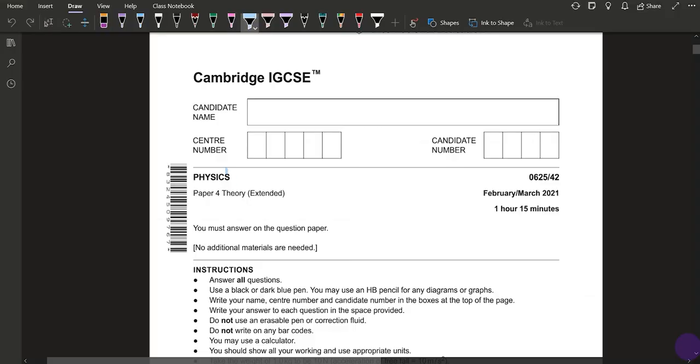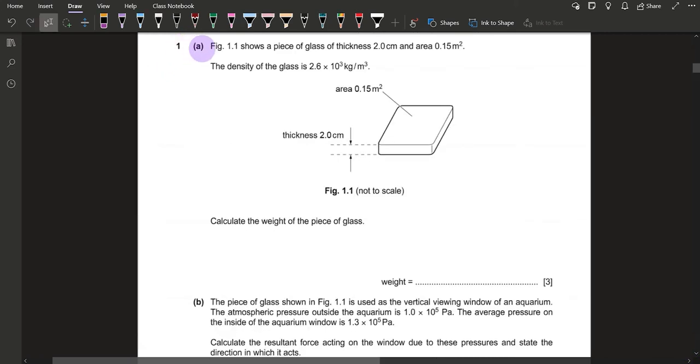Today we are doing the Physics 0625/42 Feb/March 2021 paper. Question number 1, Part A says: Figure 1.1 shows a piece of glass of thickness 2.0 cm and a given area. The density of the glass is given, along with the area and thickness. Part A says calculate the weight of the piece of glass, and this is for 3 marks.